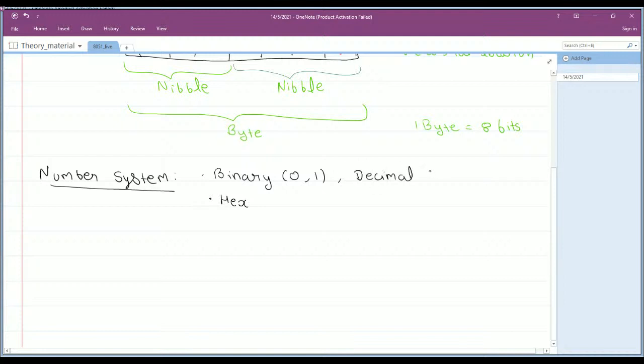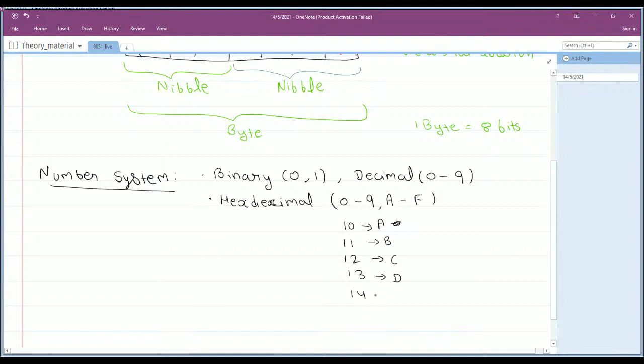In the decimal number system we represent everything from 0 to 9. Now in hexadecimal we have numbers from 0 to 9, and then letters from A to F. So 0 to 9 are represented as they are, like 9. Decimal 10 is represented by A, 11 is represented by B, 12 by C, 13 by D, 14 by E, and 15 by F.